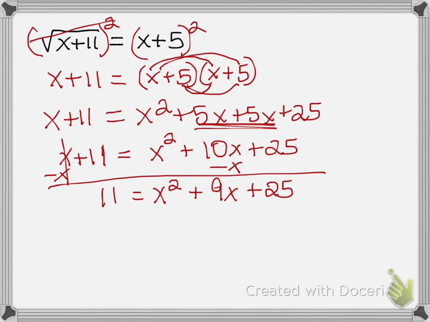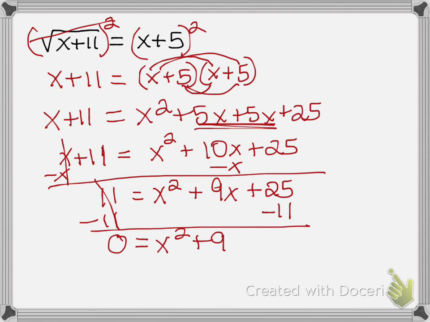And again, my goal is that it should equal 0. I still have that 11 over there, so I need to subtract 11 on both sides. Once again, make sure it's with its own like term on the other side. And that will give me x squared plus 9x plus 14.